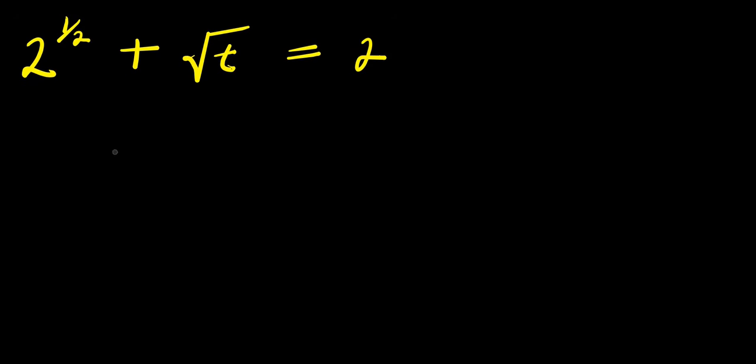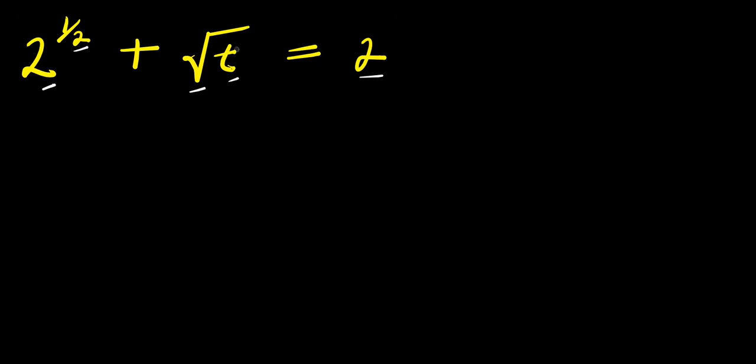Hello. How do you solve this radical problem? This is an interesting one. You have 2 power 1 over 2 plus square root of t equals 2. We are solving for all values of t that satisfy this equation.